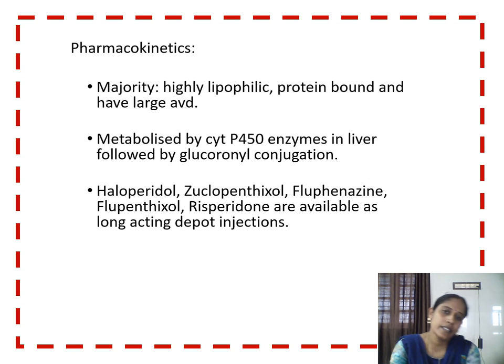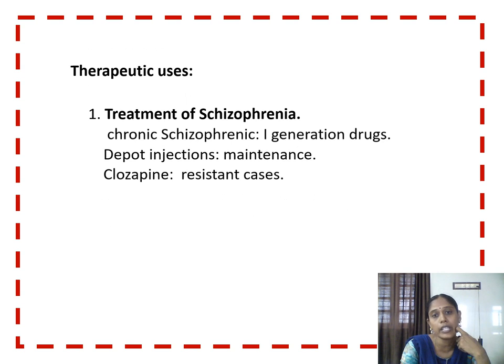So pharmacokinetics, again, relevant points: they are highly lipophilic, they have a large volume of distribution, and they are highly plasma protein bound, okay? And they are metabolized by cytochrome P450 enzymes, so drug interactions are possible. And long-acting depot injections of similar drugs are available. So we can give them as injections like haloperidol, okay? Zuclopenthixol, fluphenazine, flupentixol, risperidone. So long-acting depot injections, weekly injections, we can give, especially for non-cooperative psychiatric patients who will not be compliant. In those cases, this will be very useful.